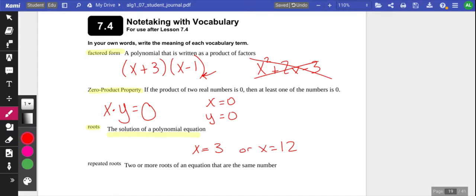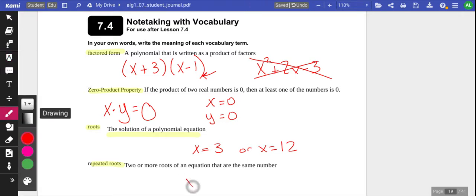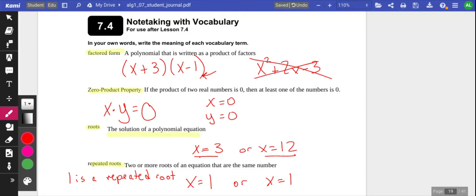And then repeated roots just means that some of the roots are the same number. So some questions are going to be x equals 1 or x equals 1. It's the same answer, so you can say 1 is a repeated root. In this example up here, these are just plain roots. And again, knowing this vocab, knowing all these terms will help you a lot as you get into more and more difficult math in the future.